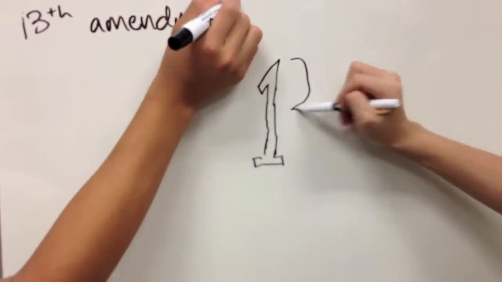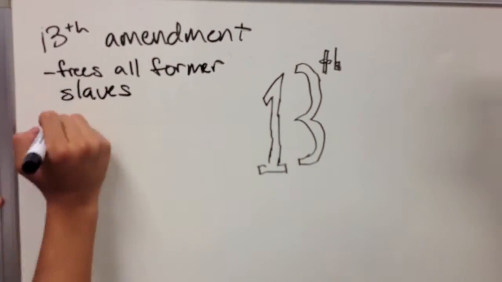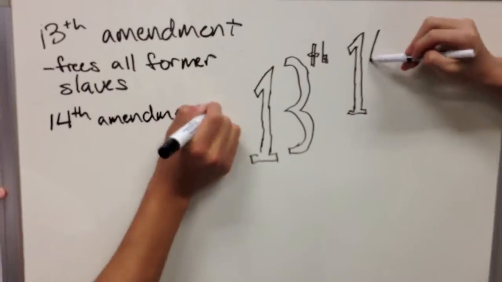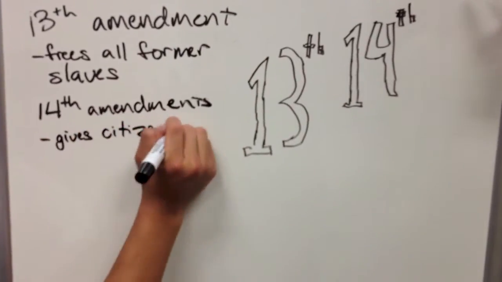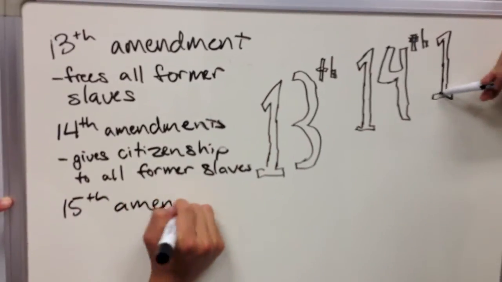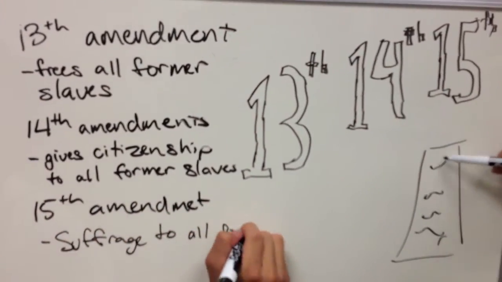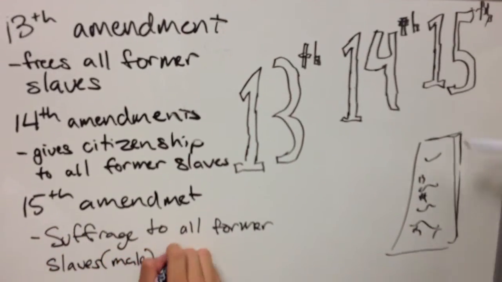The 13th Amendment of the Constitution freed all former slaves. The 14th Amendment of the Constitution guaranteed citizenship rights to all former slaves. And the 15th Amendment gave voting rights to all African American men.